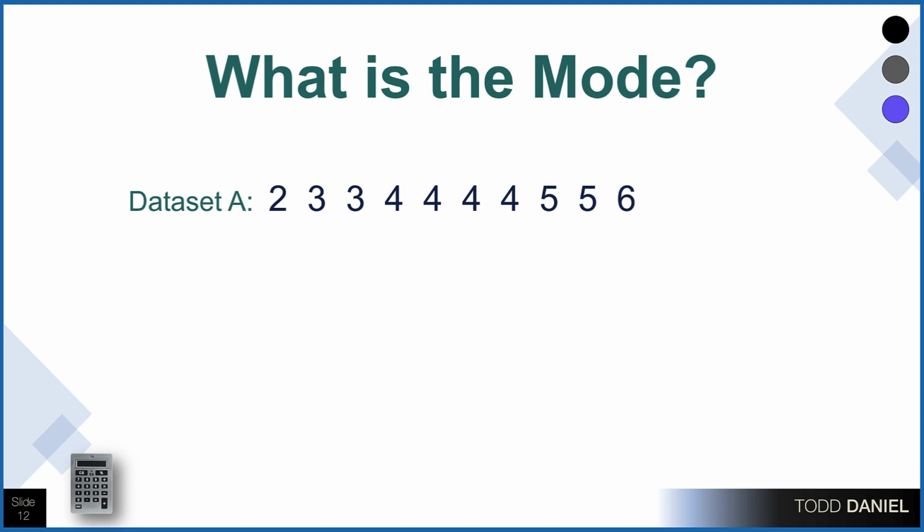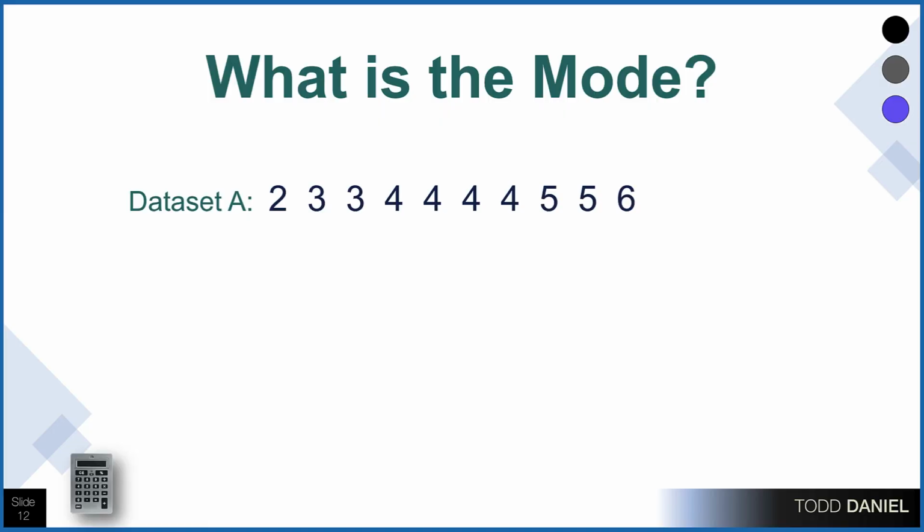Let's practice this with a simple data set. When you're looking for the mode, we're looking for the most frequently occurring score. And so for data set A, what score would that be?